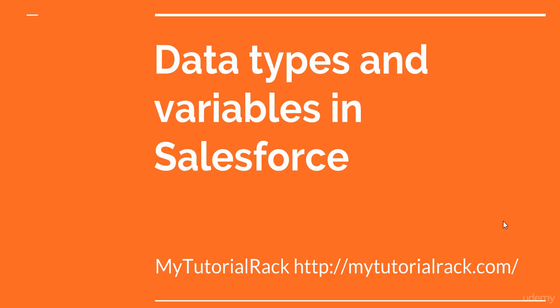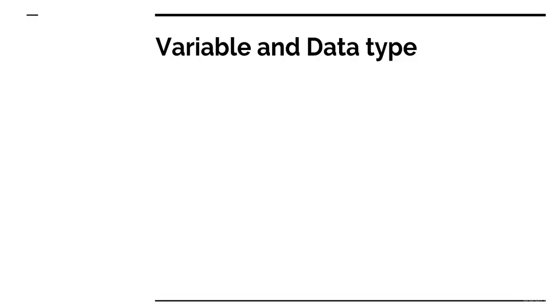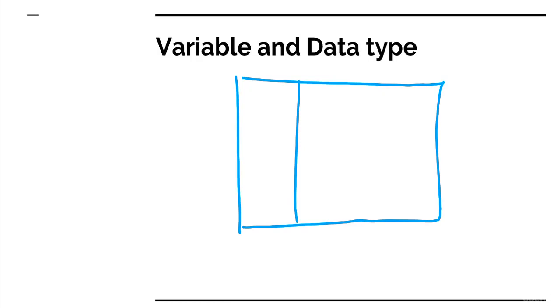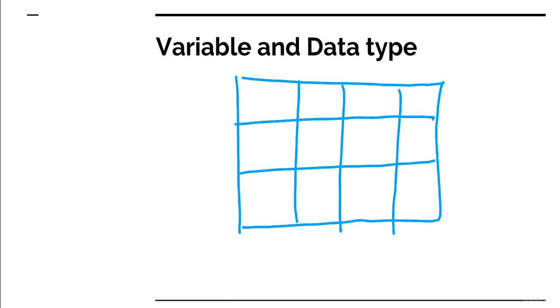In this tutorial, we will talk about data types and variables in Salesforce. Now, what do you mean by data types and variables? So let's start with a variable. Anytime you're writing a program, you do a lot of calculations. And in order to store these calculations, you use computer memory, and computer memory is divided into different cells, and you use these cells to store a particular value.